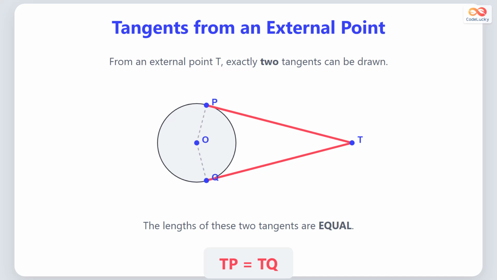What if we start from a point outside the circle? From an external point T, you can draw exactly two tangents to the circle. The interesting property here is that the lengths of these two tangents, from the external point to the contact points P and Q, are exactly equal. So, TP equals TQ.